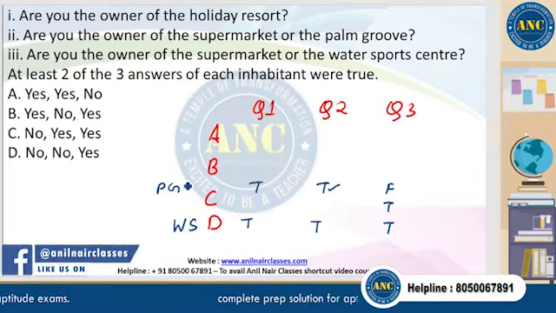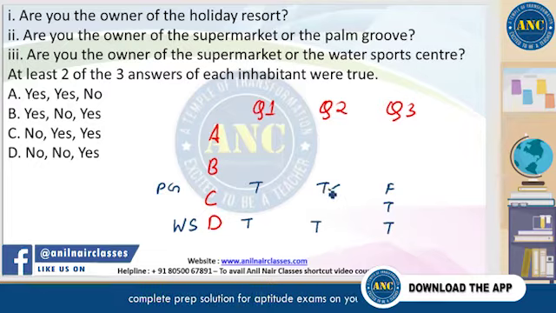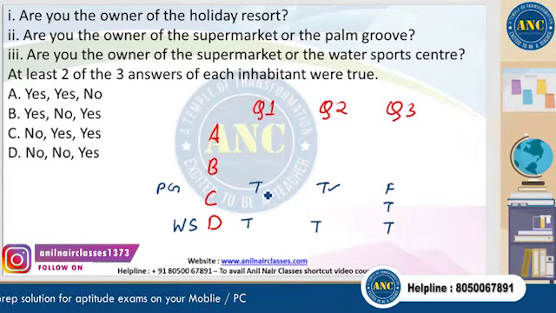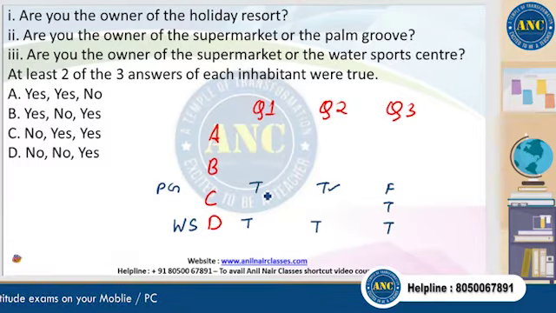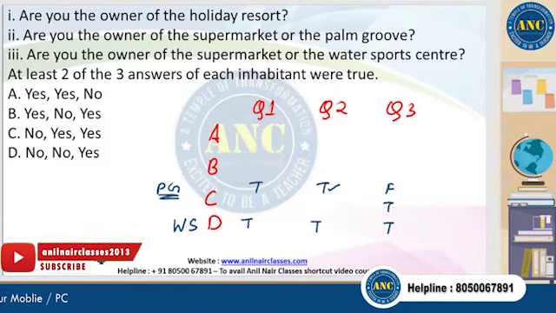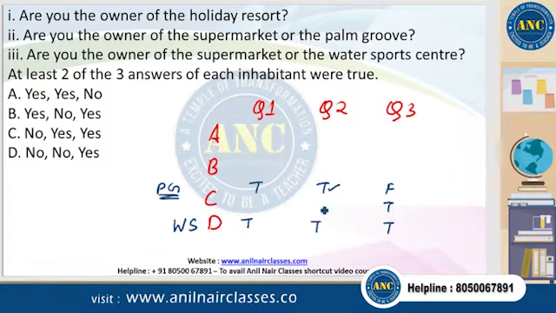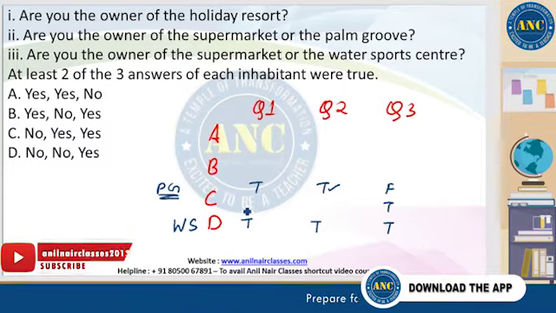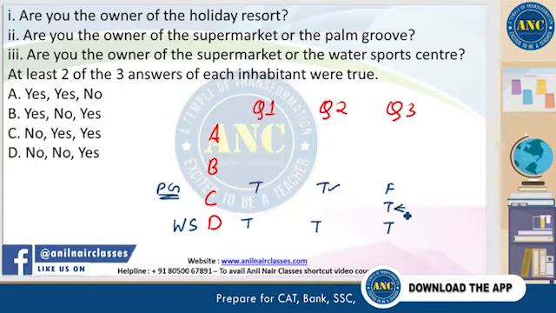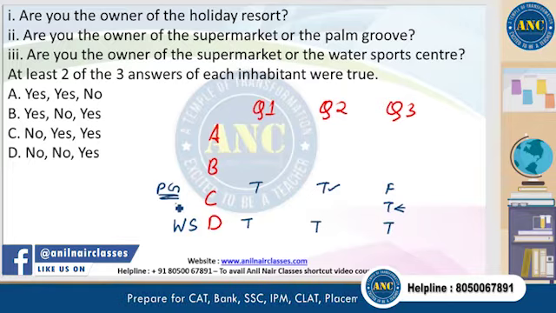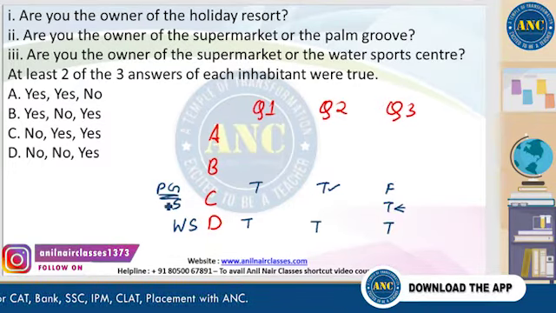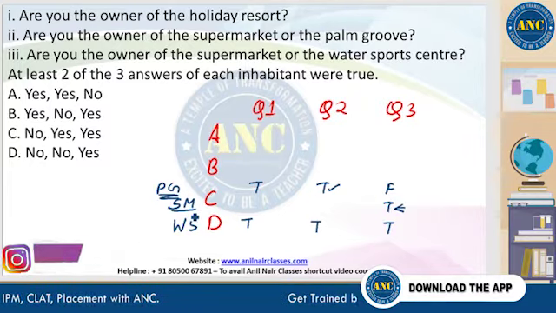If it is false, true, true, or question 1 is true, question 1 is false. We validated question 2, not yet question 1. Are you the owner of the holiday resort? He says no, that is true. Palm grove is right. Well, what if it was a true and something else, right? So if that last statement is true, that means yes. Are you the owner of the supermarket or the water sports center? I'm talking of this case. So that becomes definitely the water sports center is taken by D. That means this must become a supermarket.